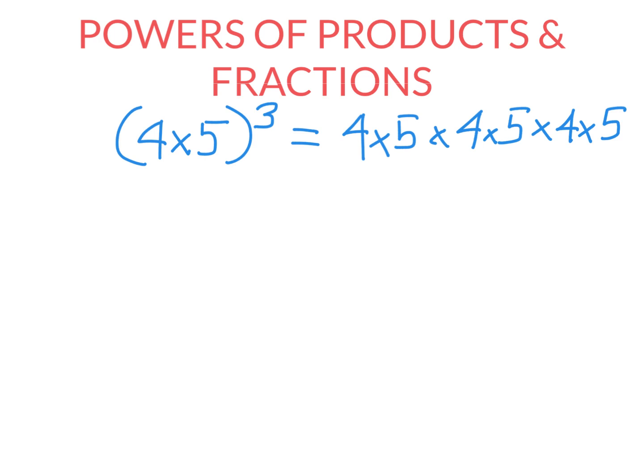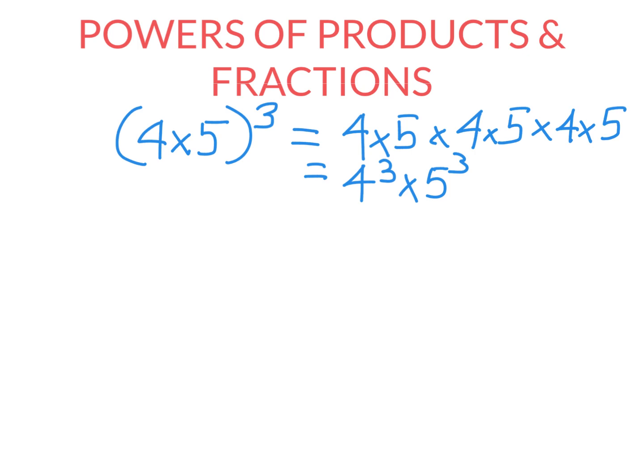Remember, the order in which you multiply doesn't matter. So I can do all the 4s first. That's 4 to the power of 3. Then I can do all the 5s. So you can see there was a quicker way to go straight to the answer without writing in expanded form. All I did was raise the first thing in the product to the power, and raise the second thing in the product to the power.